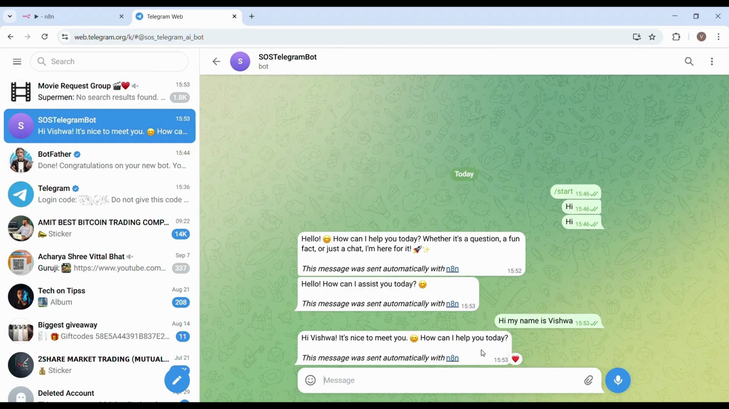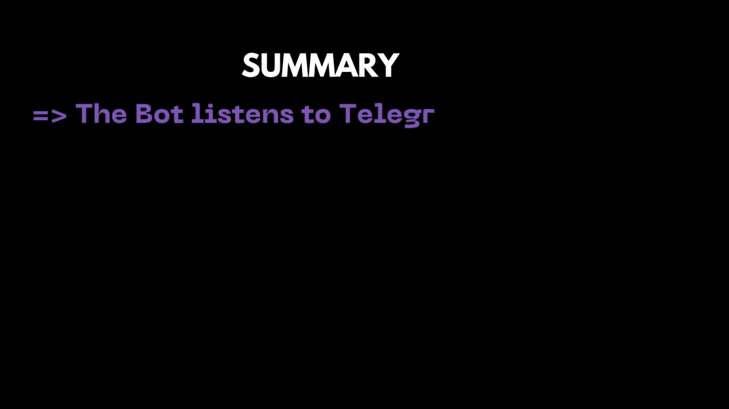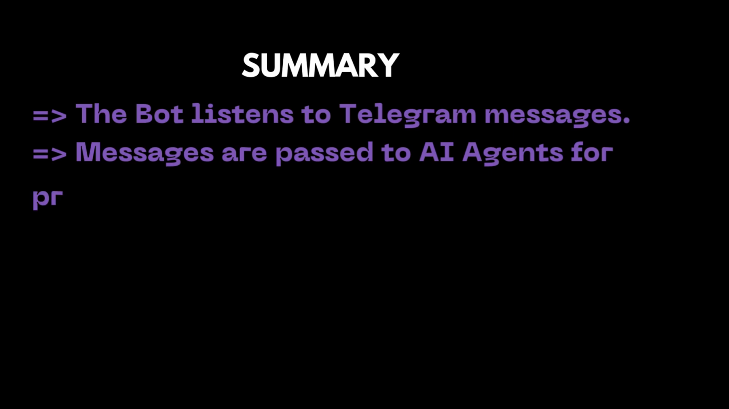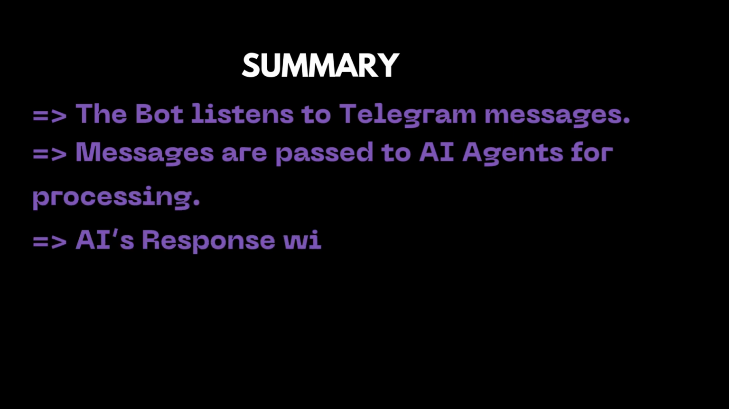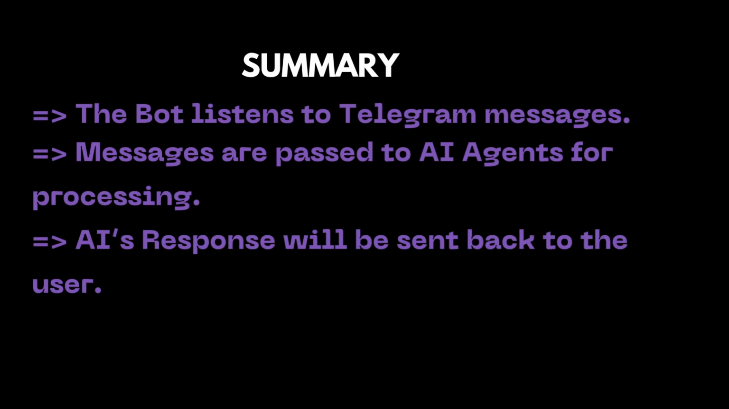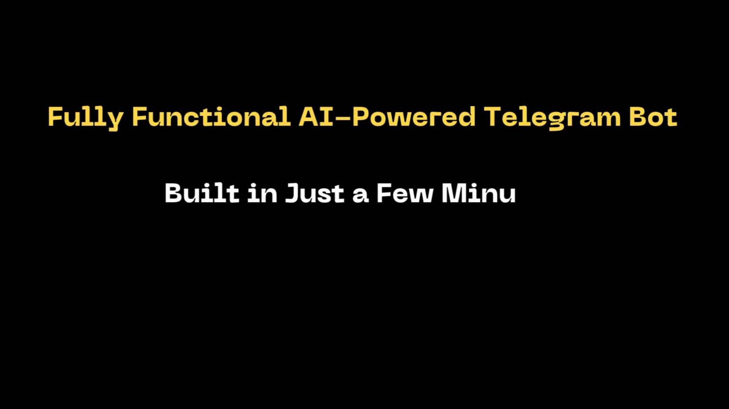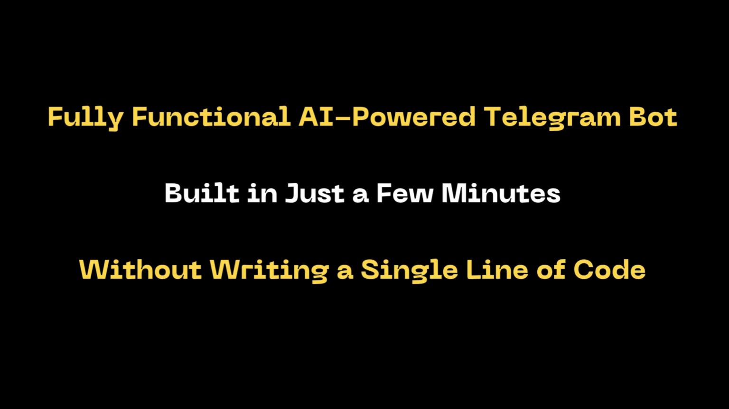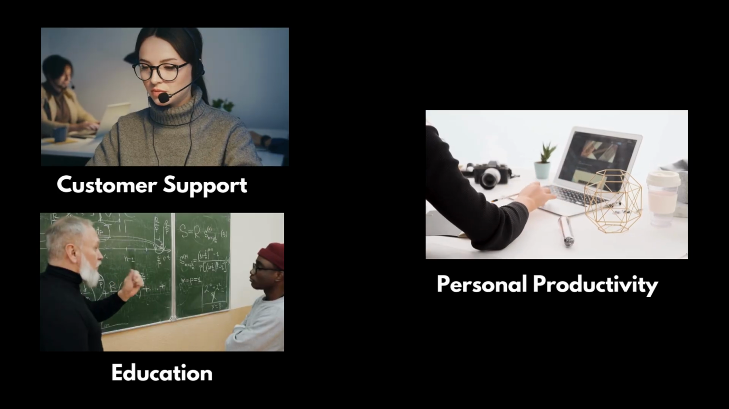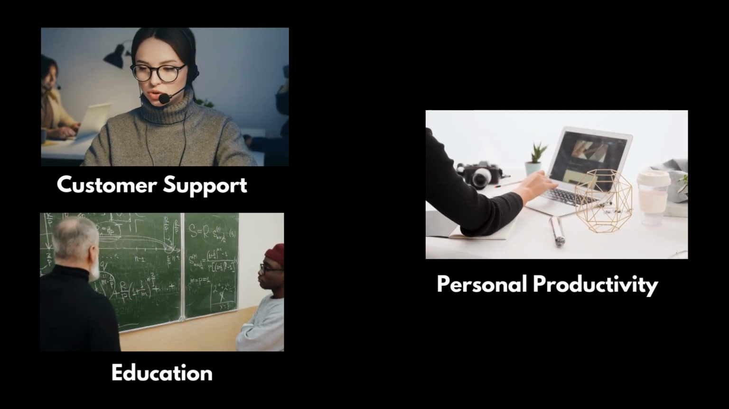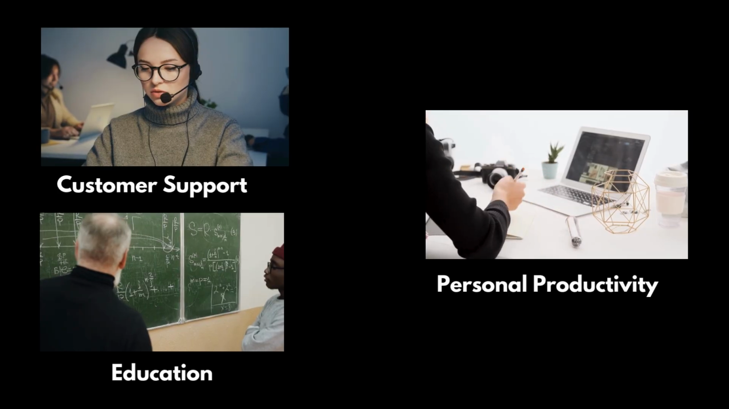Isn't that amazing? So let's recap what we just built together. Our bot listens to user messages in Telegram. The messages get passed to an AI agent for processing, and the AI's reply is sent back instantly to the same chat. That's a fully functional AI Telegram bot built in just a few minutes with zero coding. Now imagine the possibilities: customer support, personal productivity bots, even educational chatbots. All of that is within your reach now.